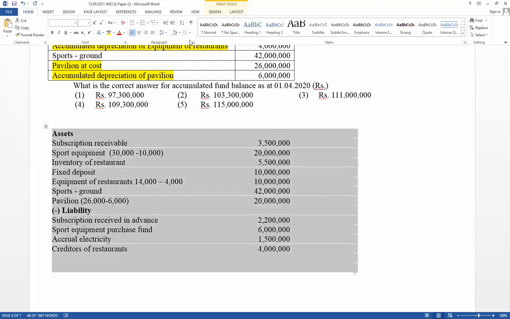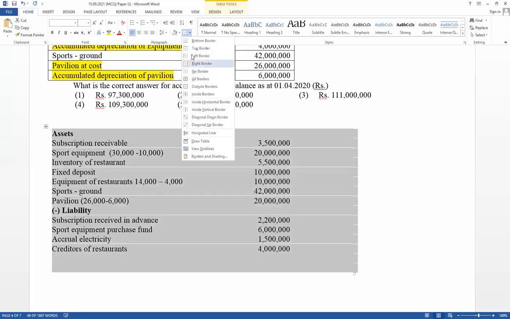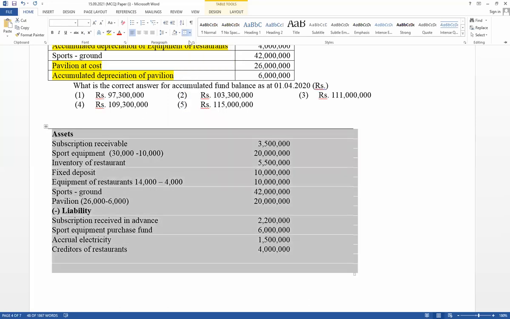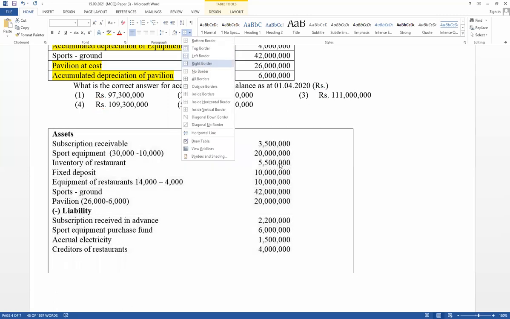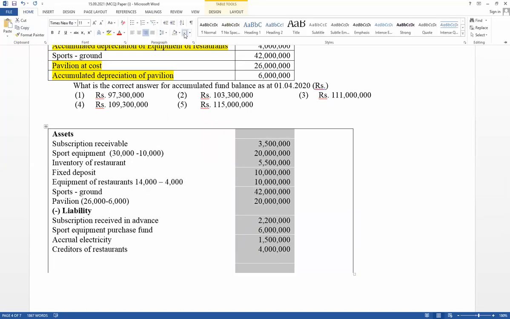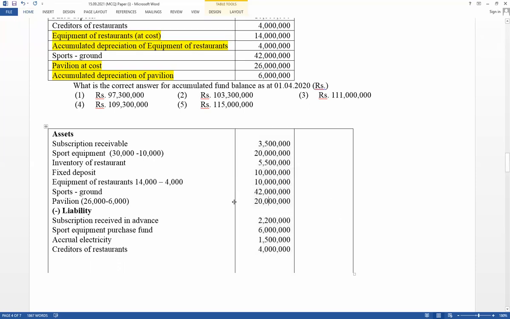Think, it has been given with separate funds also. Fund is equity. Therefore, fund balance also should be recorded on the liability side. Fund account balance also should be recorded on the liability side. Now take total assets and total liability. The accumulated fund can be calculated.